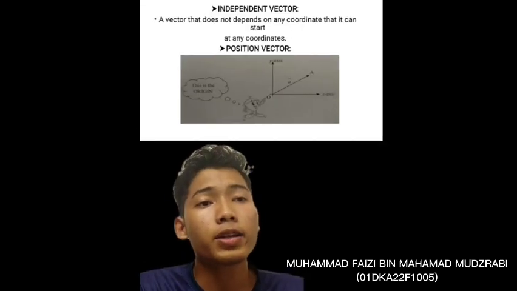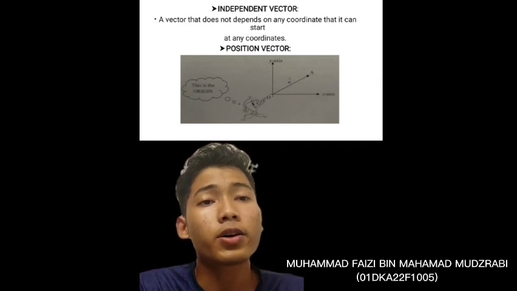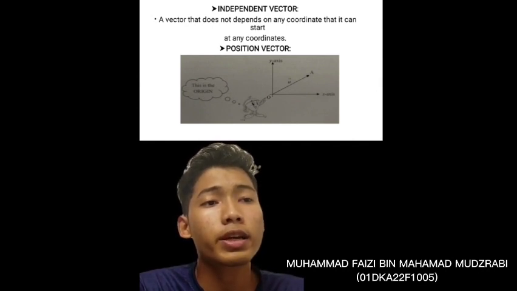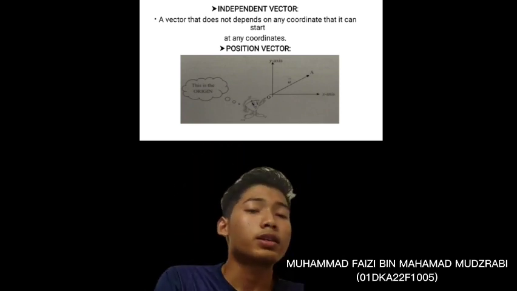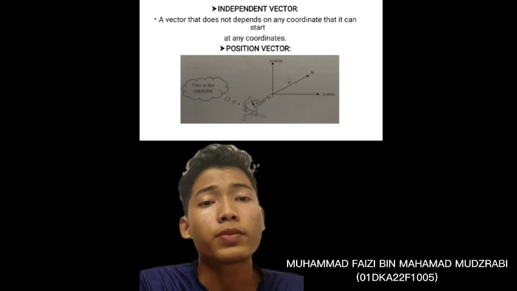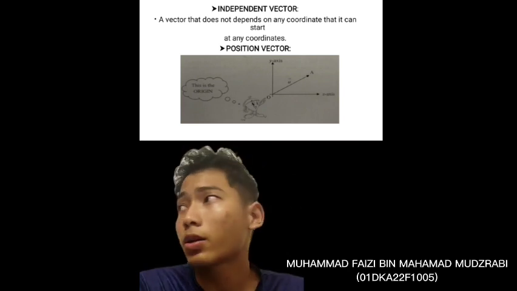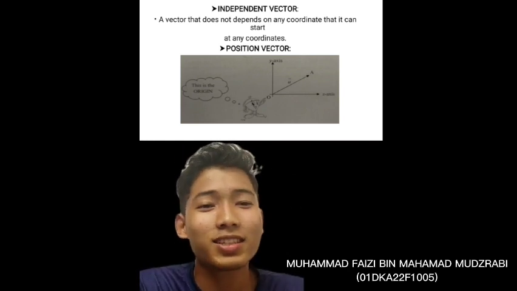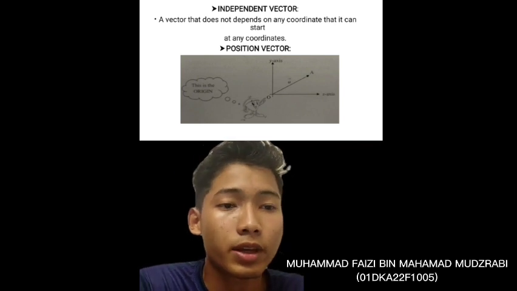Next, independent vector. A vector that does not depend on any coordinate, so it can start at any coordinates. Next, position vector. A vector that starts from the origin O. This is the origin in the picture.